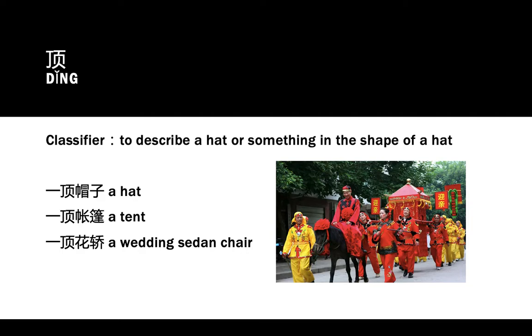When it is used as a classifier, it is used to describe a hat or something in the shape of a hat. 那是可以形容一顶帽子或者是帽子形状的东西，比方说一顶帽子、一顶帐篷、一顶花轿 a hat, a tent, and a wedding sedan chair. 那这个在右边大家也可以看到这幅图，其实这个就是中国的花轿。This is a Chinese wedding sedan chair. So you see on the top, it is in the shape of the hat or shape of the umbrella. So we are going to use 一顶花轿.